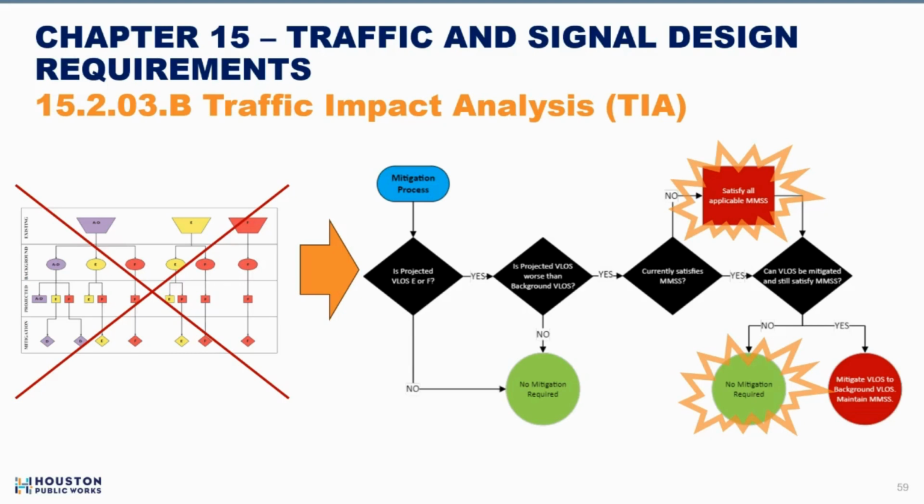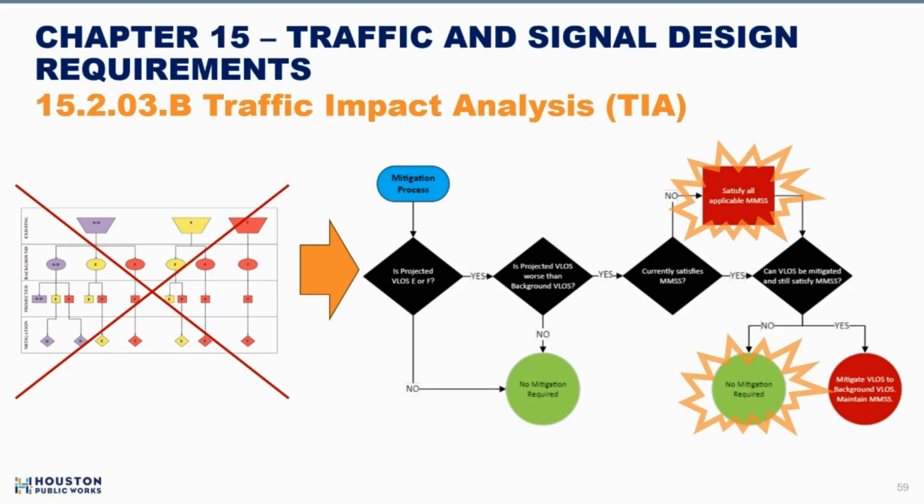The implementation of multimodal service standards has propagated through to other parts of this chapter. This will be a change that might be unexpected. So on the left, this is for our traffic impact analyses. We have the older table that was much more of a clear designation for level of service, or what we're now calling vehicle level of service. That's what's on the left, where we would ask you to look at the vehicle level of service for existing conditions, background, projected and mitigation, and we would give you very specific requirements for what vehicle level of service to mitigate back to.